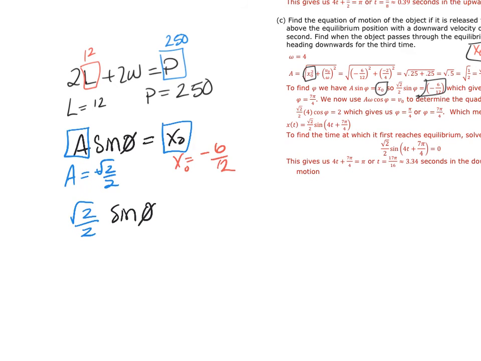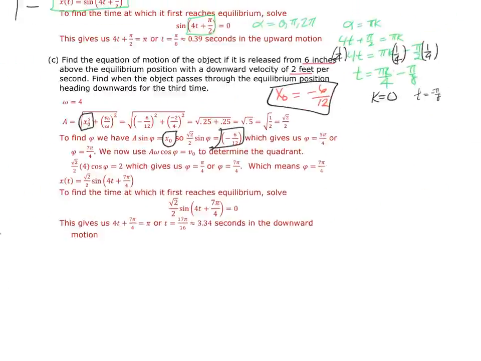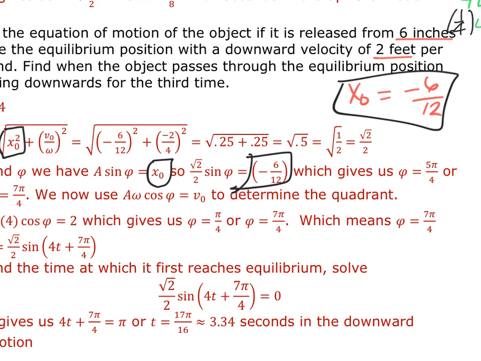The sine of phi is equal to negative 6 over 12, right? Isn't that what that is right there? Okay. Does that answer your question? All right.